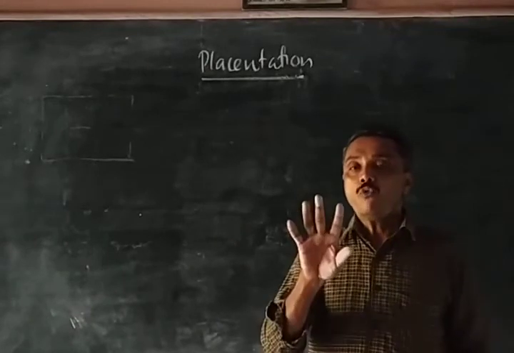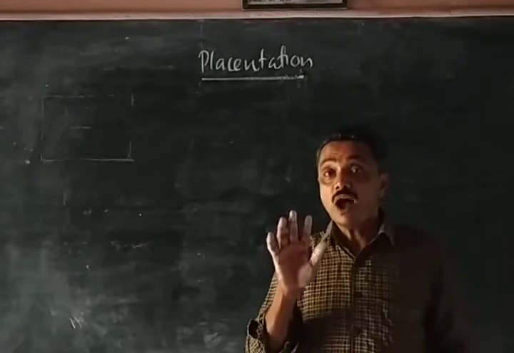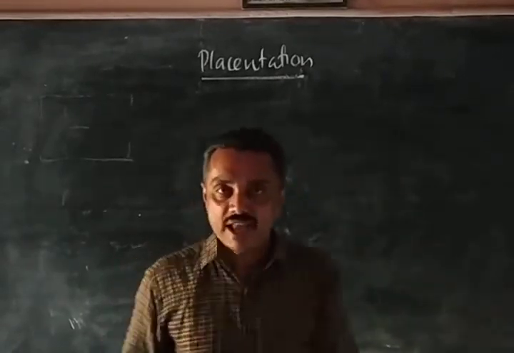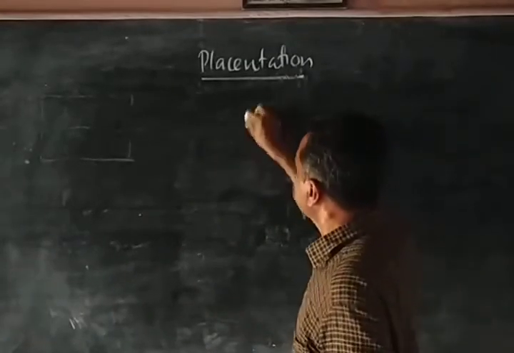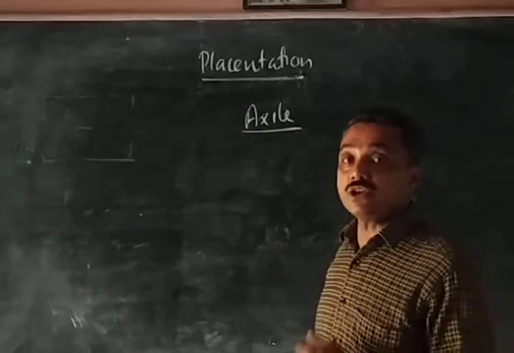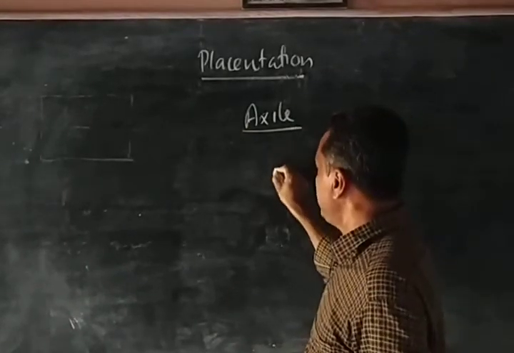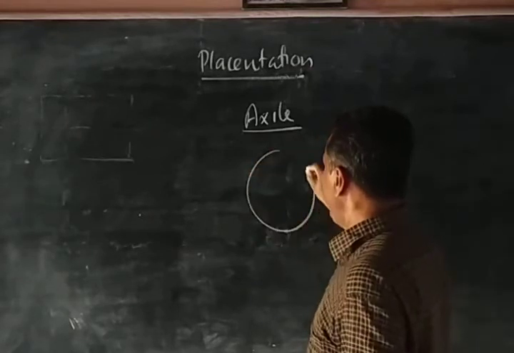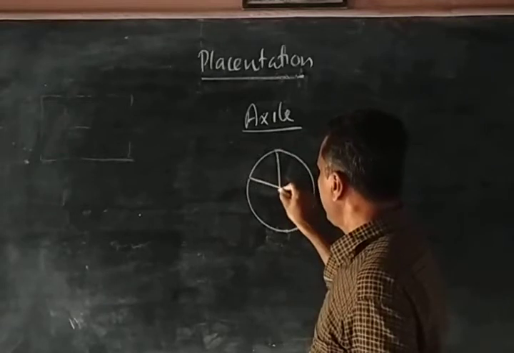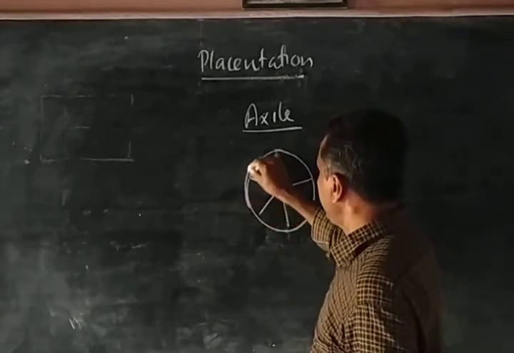There are 5 types of placentation. First of all, axile placentation. In the case of hibiscus, the placentation is axile. Axile placentation means the placenta is attached on the axis of the ovary. See, like that, the placenta can be seen.